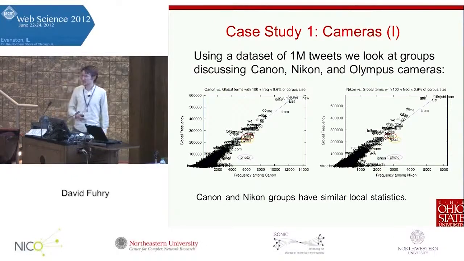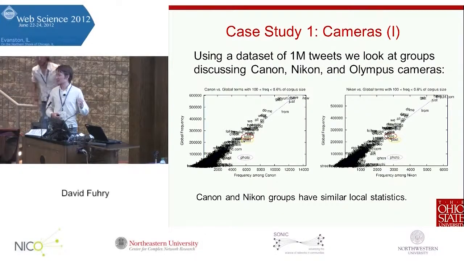So on to our case studies. In our first case study, we took a social network of about 1 million tweets, and we wanted to look at users of different kinds of photographic cameras from Canon, Nikon, and Olympus. And here, we show along the x-axis users of Canon cameras plotted against the social network as a whole, and in the second plot, we show those for Nikon cameras, and one observation is they look pretty similar.